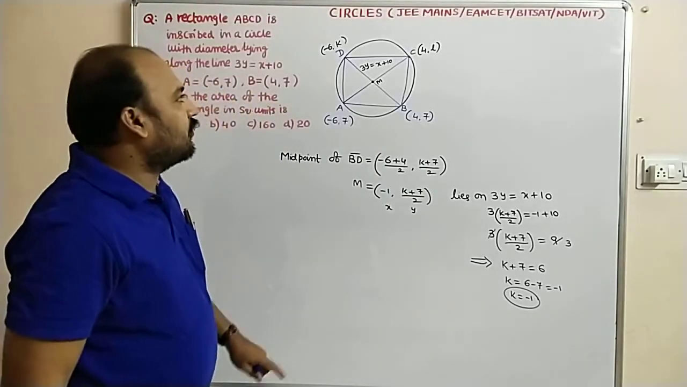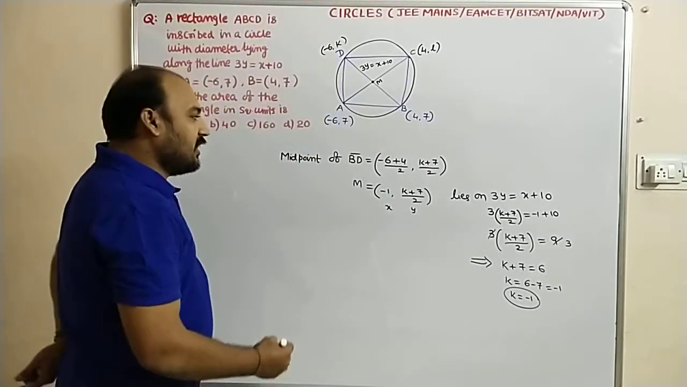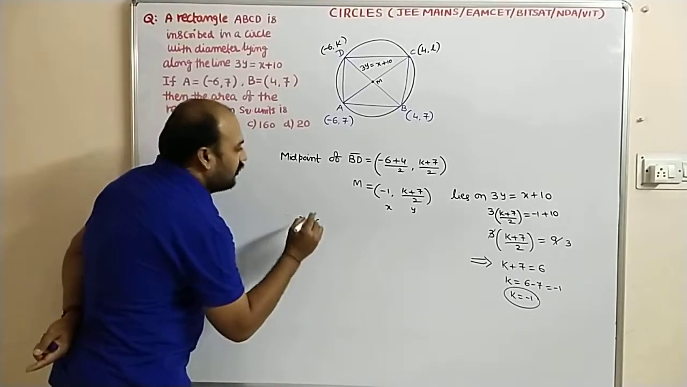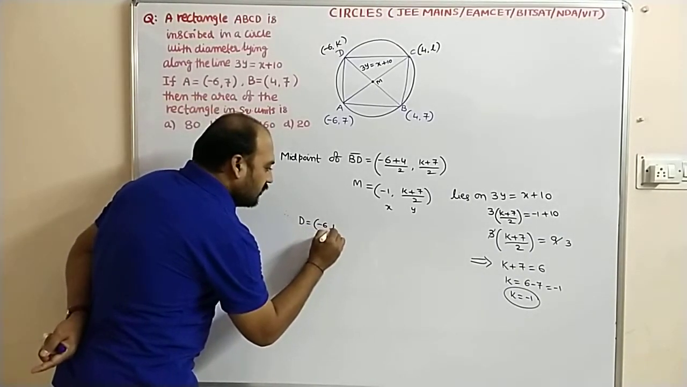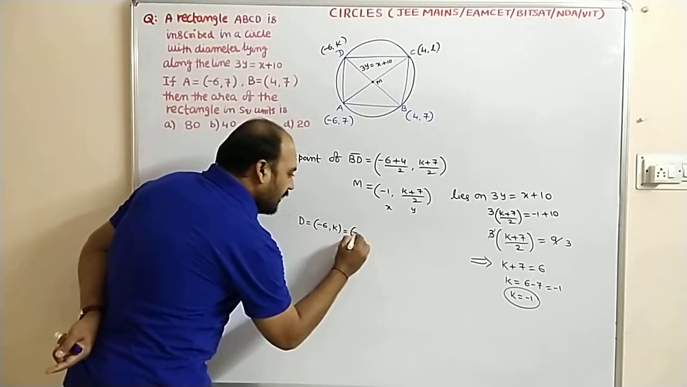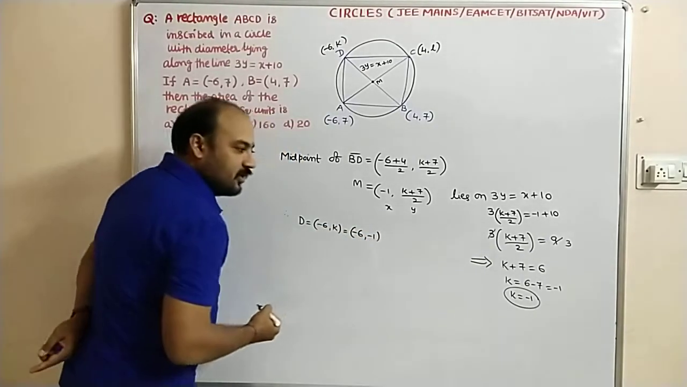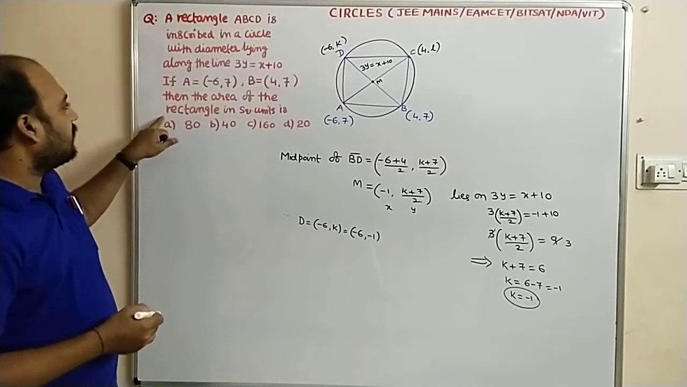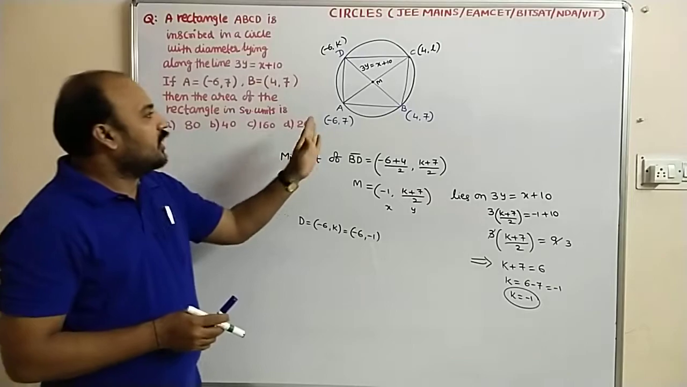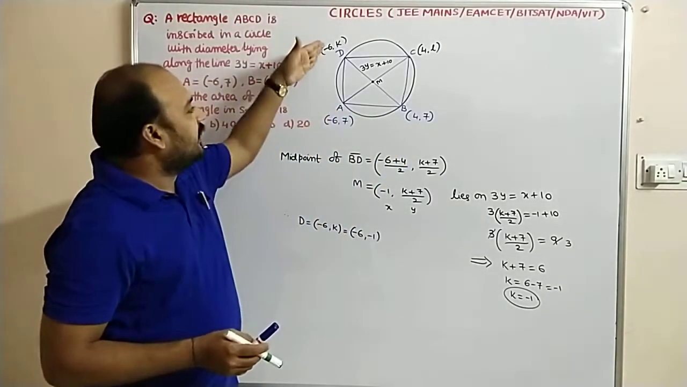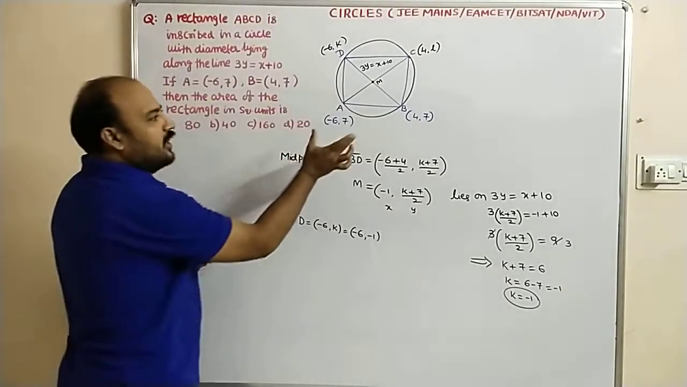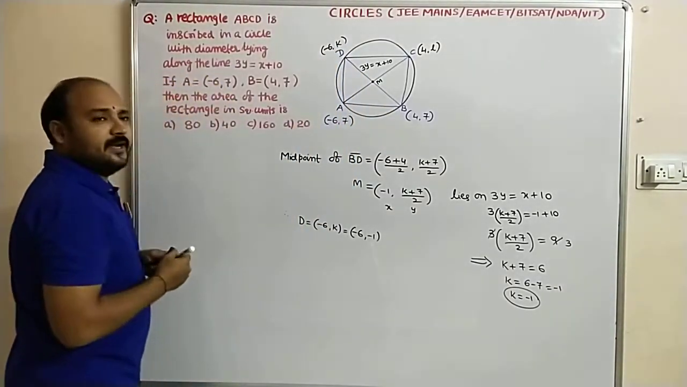After getting the value of k, the coordinates of D become D(-6, k), which is (-6, -1). What is the use of getting the value of k? They are asking to calculate the area of the rectangle. AB is the length, AD is the breadth. So first we need to calculate the AB distance and AD distance.